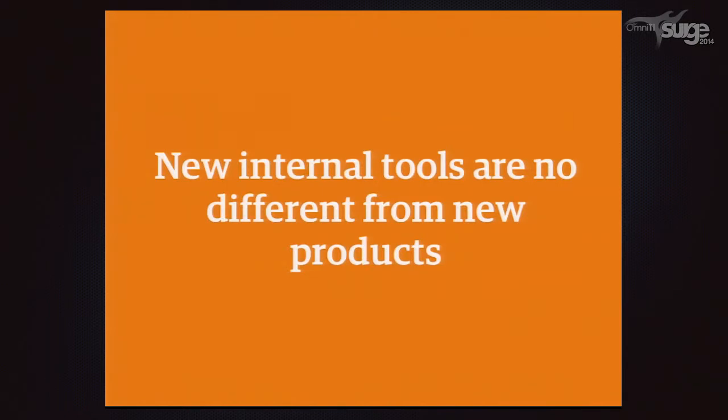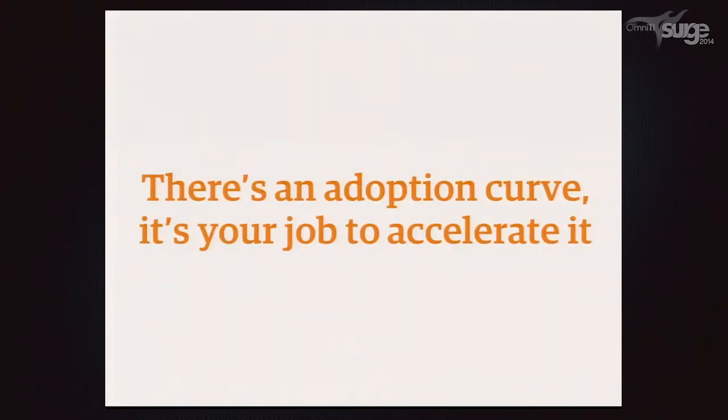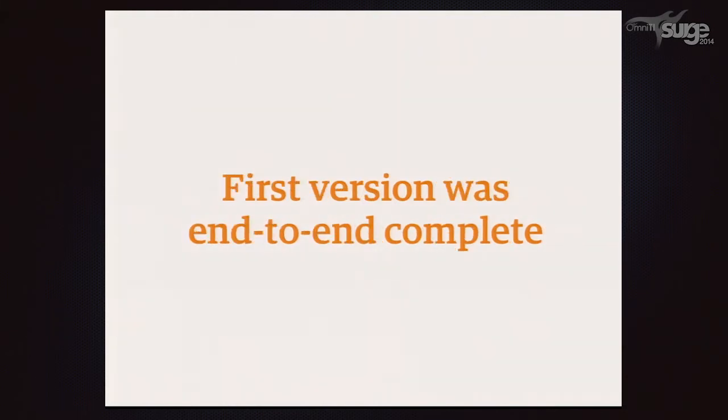On a philosophical note, internal tools are really no different from new products. If you're a product company, or even if you're not a product company, if you're building a tool for internal use, then it is a product. There's an adoption curve, and it's your job to accelerate it. So I spent quite a bit of time telling people how great this cross-stitch thing was, and trying to do lunch and learns internally to drive adoption. I found feature teams that were starting to use the API-first approach, and kept putting it in front of them to show that they could actually find issues with what they were building, or diagnose things ahead of it being really a problem. So the first version was end-to-end complete.